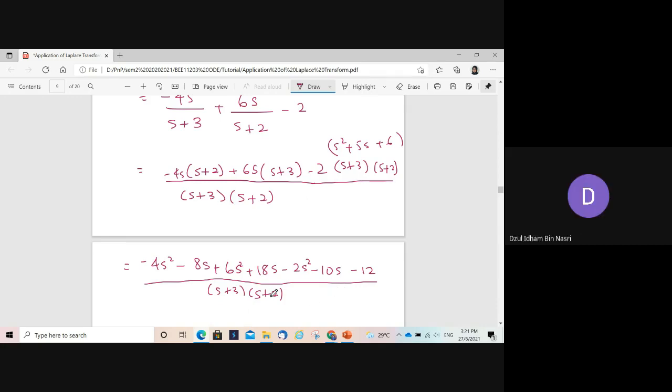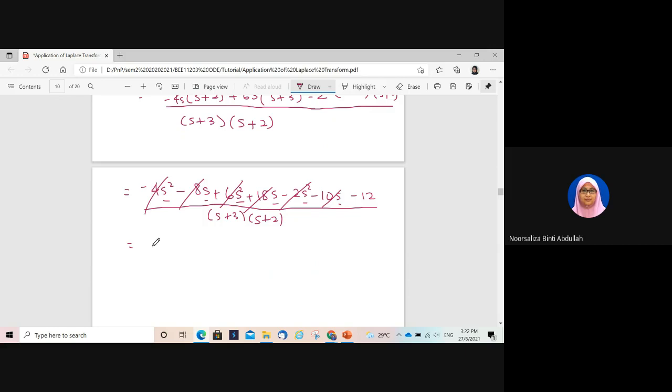Betul. Okay, s kuasa 2, s kuasa 2, s kuasa 2. Minus 4 plus 6, kosong. Minus 2, okay, so kosong, cancel. Okay, now s, s, s. Minus 8 plus 18, so 10 minus 10, kosong. So kosong juga. Okay, so sekarang tinggal minus 12. Okay, so we have minus 12 over s plus 3, s plus 2.